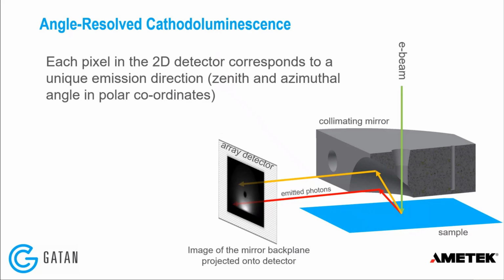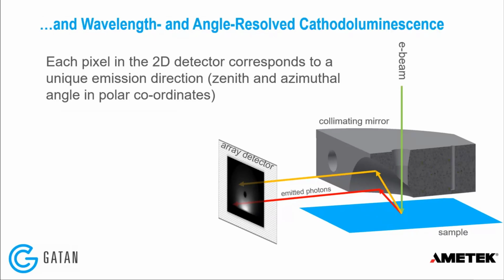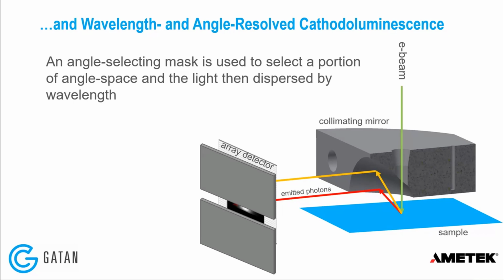In fact, we would typically then transform this image into polar coordinates to make it more directly interpretable by a user. So we gather an emission pattern image that looks something like this in polar coordinates. Now, the information that you get with angle-resolved cathodoluminescence imaging here is an integrated intensity, so integrated over all polarizations and all wavelengths. However, we can extend this and analyze also the wavelength distribution by collecting something called wavelength and angle-resolved cathodoluminescence. And to do this, we use a similar setup, but this time we use an angle selecting mask to select a portion of the angle space from that image that's being projected from the backplane of the collection mirror.